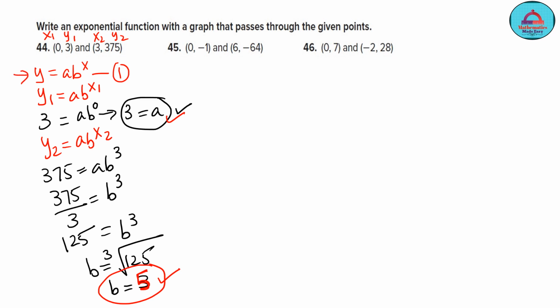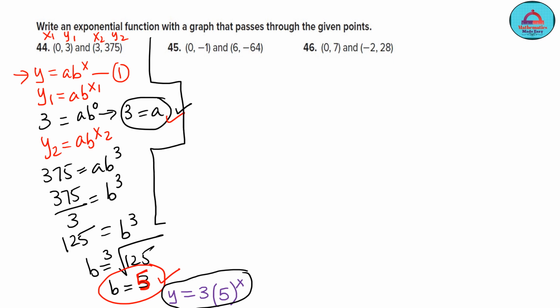So the final answer for this question is y equal to a times b to the power x. Now, some of you will make the mistake of multiplying 3 with 5. That is not at all possible. Be careful, don't make this mistake in your exam because these are unlike terms.